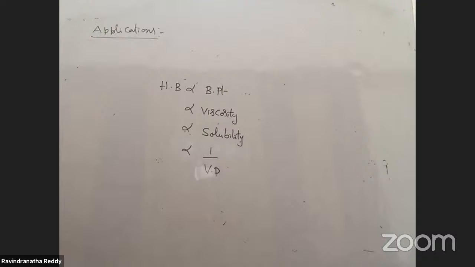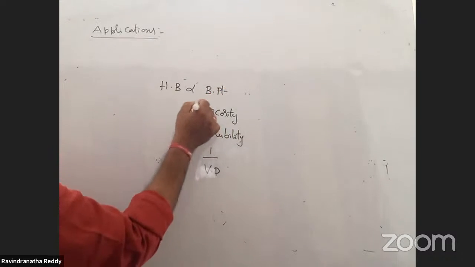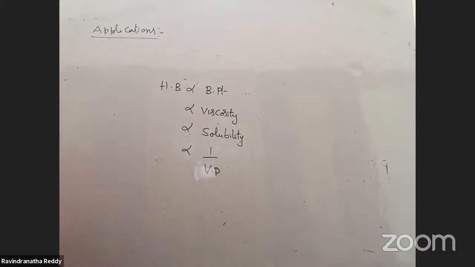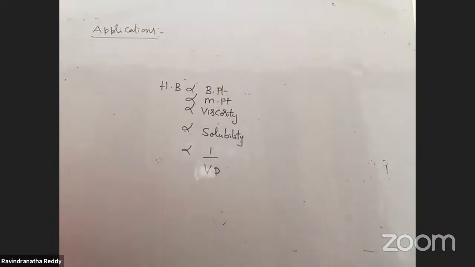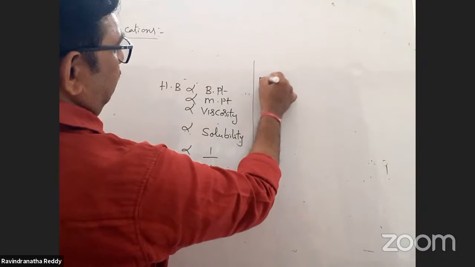Getting this point? So hydrogen bond is directly proportional to boiling point and also melting point. So these are all applications regarding hydrogen bond. Here you are taking hydrogen bond to boiling point condition. So take this one, boiling point, and compare that.